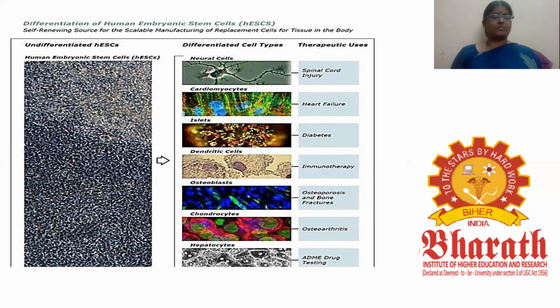So human embryonic stem cells undergo differentiation and undifferentiated processes. These undifferentiated human embryonic stem cells are converted into differentiated cell types, and are also used in various therapies. The differentiated cell types are neural cells, which are used to treat spinal cord injury, and cardiomyocytes are used to treat heart failure, and islet cells are used to cure diabetes. Dendritic cells can be used in immunotherapy. Osteoblasts are used to treat osteoporosis and bone fractures. Chondrocytes are used to treat osteoarthritis, and hepatocytes are used for multiple drug testing.